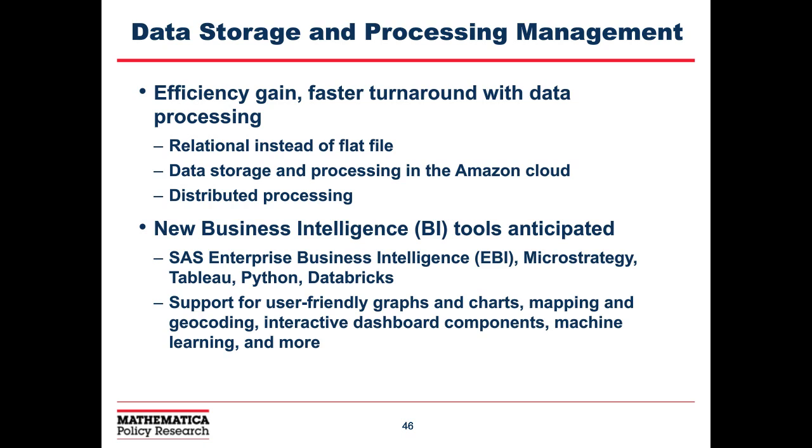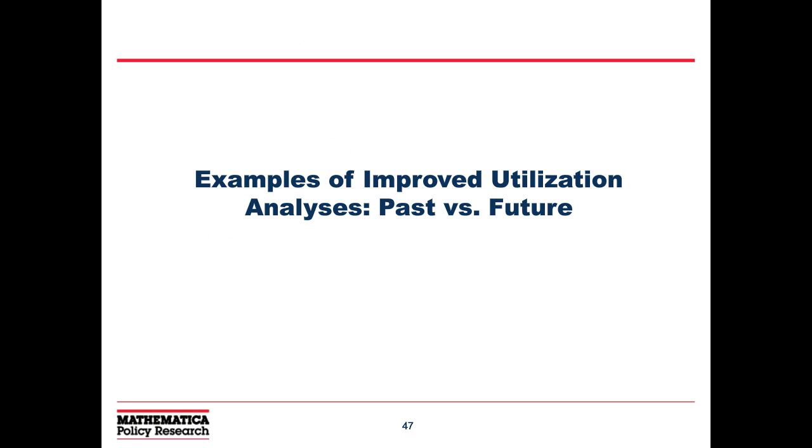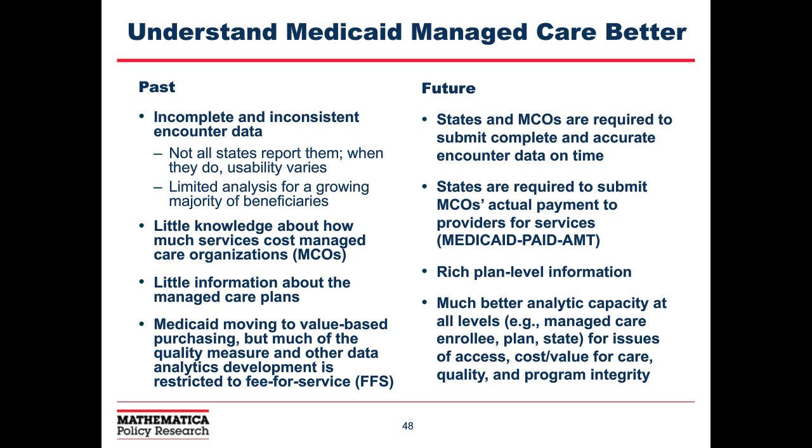As I mentioned in the beginning, I would also like to give the audience some specific examples of the types of analysis one can hope for under TMSIS. I gave two examples here. First one is on managed care. In the past, and as currently standing, not all states report encounter data, and when they do, usability and quality vary. There is very little knowledge about how much services actually cost, and little information about the plans themselves.